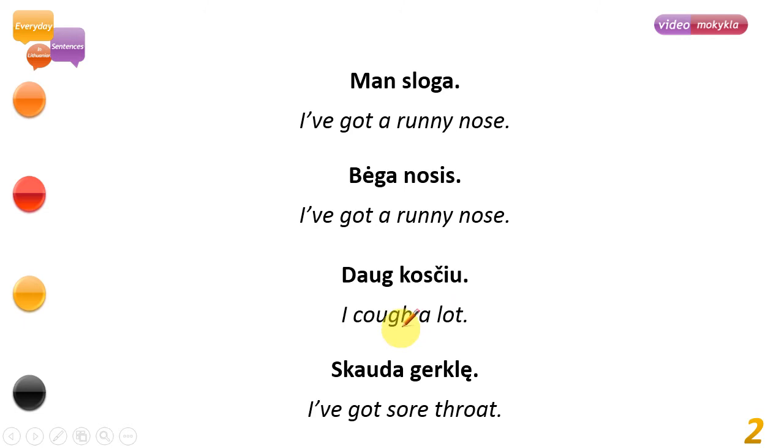I cough a lot. So daug, a lot, kosčių, I cough. Kosėti, kosti, kosėjo. Daug kosčių. Man skauda gerklę. Just like man skauda galvą, you can say skauda gerklę. I've got a sore throat. Gerklė means throat. Gerklę, it's accusative. Skauda gerklę. Daug kosčių, I cough a lot.